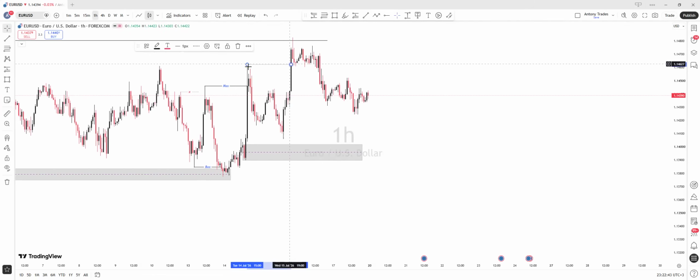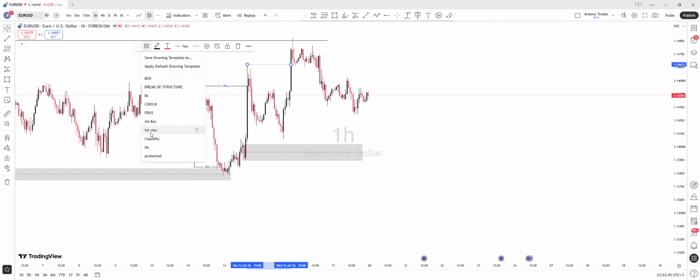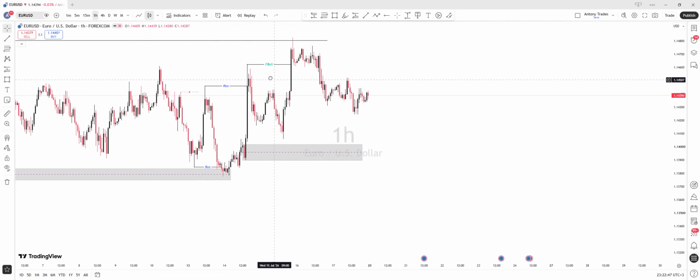So to me, this new BOS that we are seeing here, I'm seeing it to be a fake BOS because I don't see this low sweeping any liquidity.